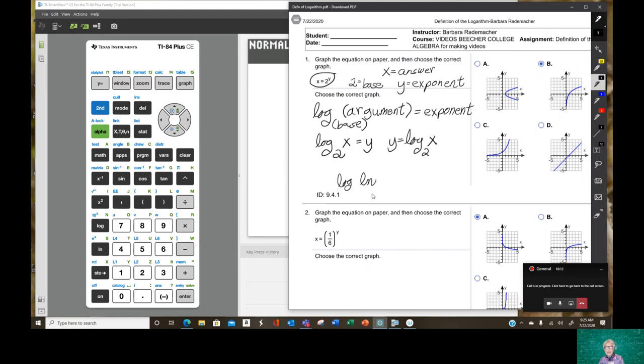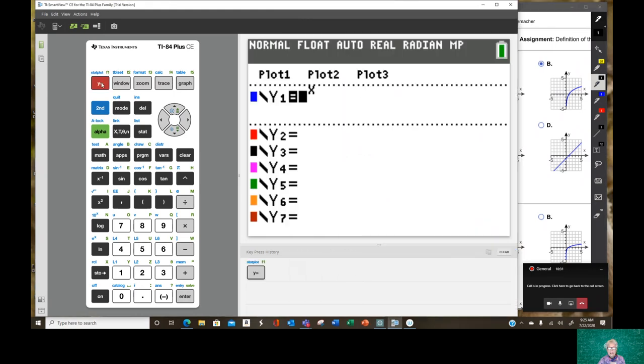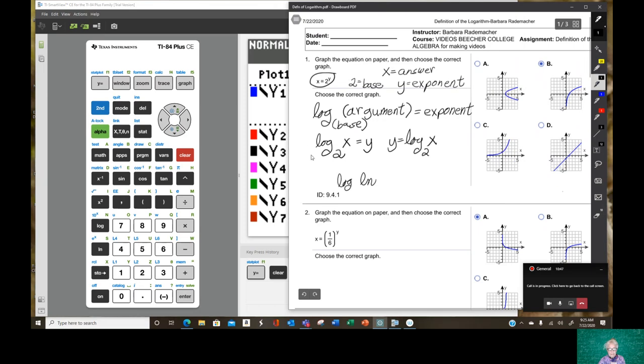Okay, let's go over here and graph. This is the TI-84 Plus CE emulator from TI, Texas Instruments. I am going to click on Y equals. Now I have no need of this, so I'm going to clear. See the clear button right here. Now, I need LOG. Let's get our paper back. I need to graph LOG base 2 of X equals Y, or rather Y equals log base 2 of X.